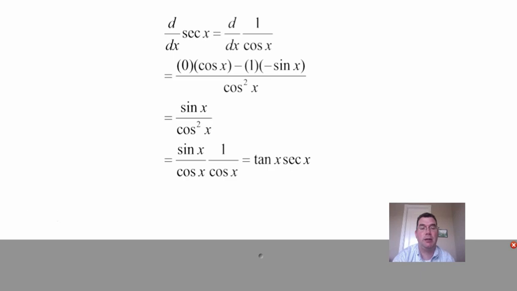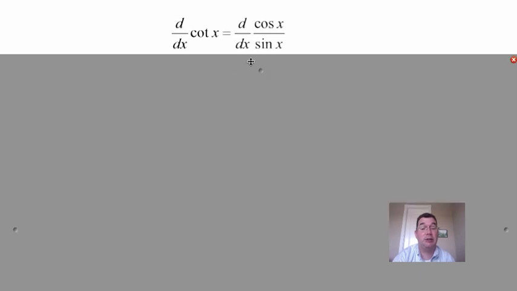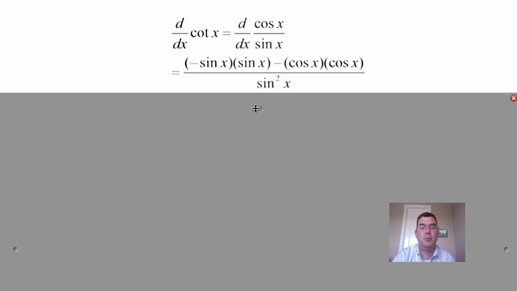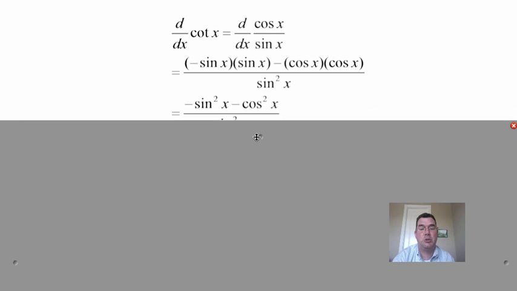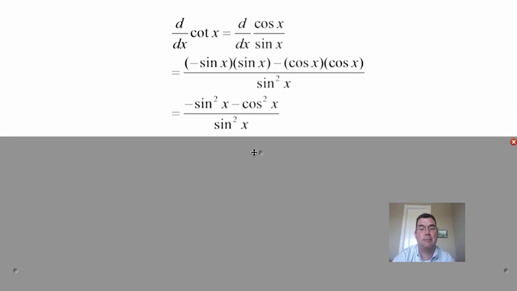And then the last one is cotangent, and I'm going to do that the same way, using the quotient rule on cosine x over sine x, which is the same thing as cotangent x. So the derivative of the top is negative sine x times the bottom, which is sine x, minus the top, which is cosine x, times the derivative of the bottom, which is also cosine x, all over the bottom squared, which is sine squared x. So I end up with negative sine squared x minus cosine squared x all over sine squared x.